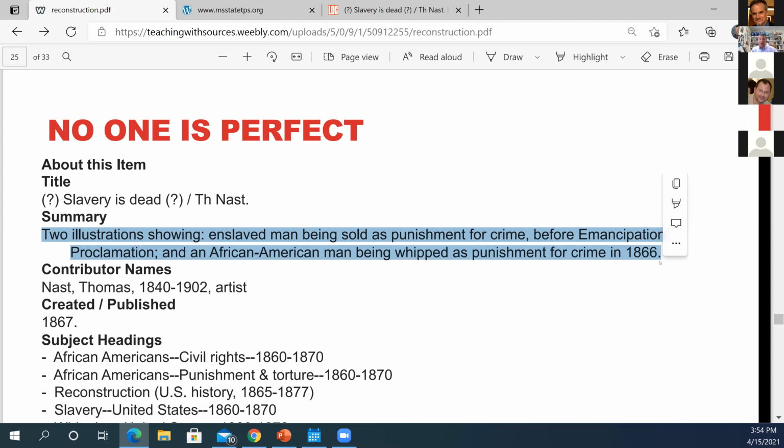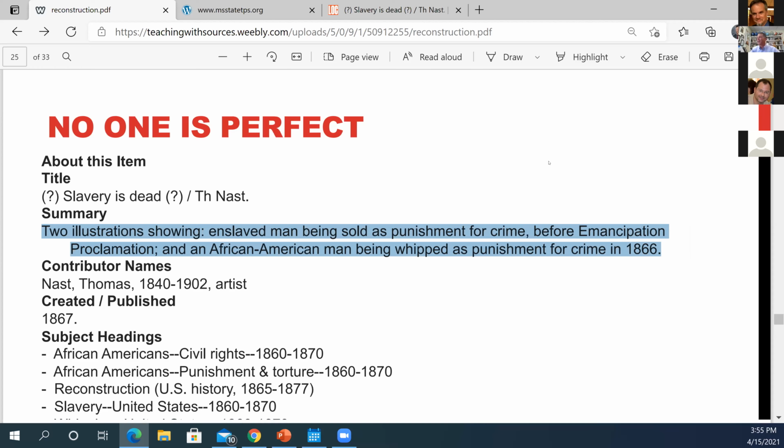But I love this because whenever I use this source with students, you know what happens? It's so empowering because they can say, you know what? The Library of Congress got it wrong and we got it right. Just by going through this analysis process. How empowering it is for a student that they can get it right when the Library of Congress has gotten it wrong.